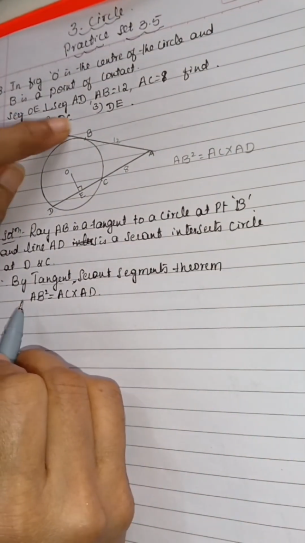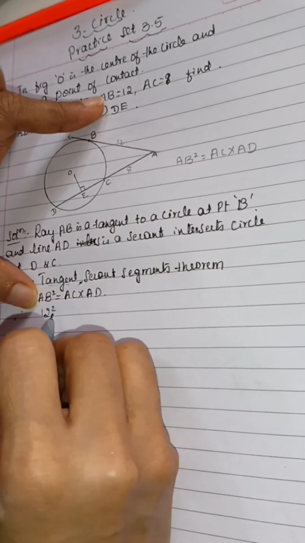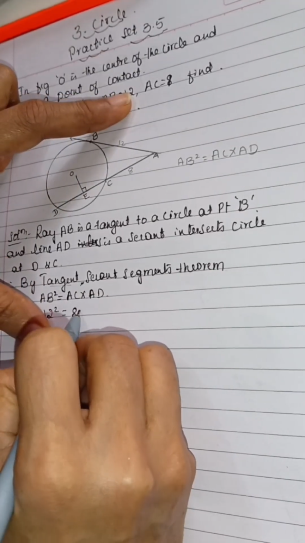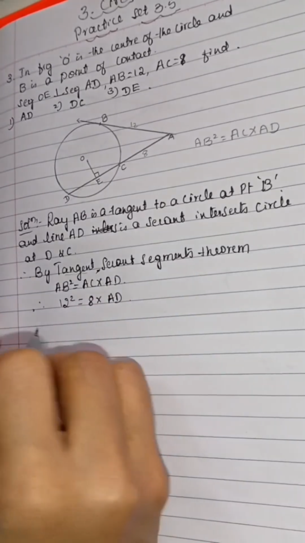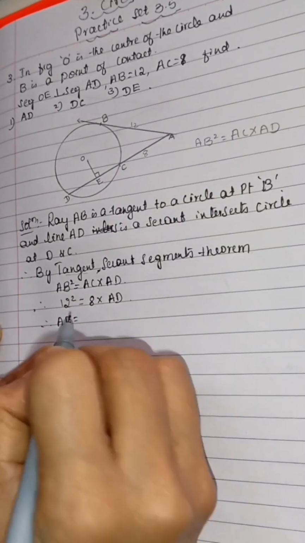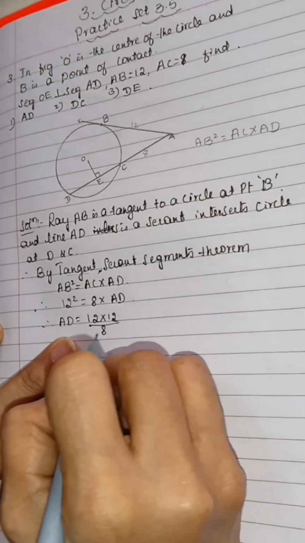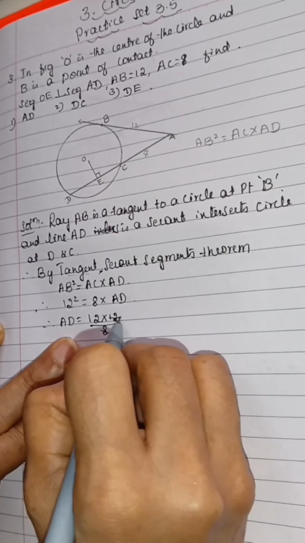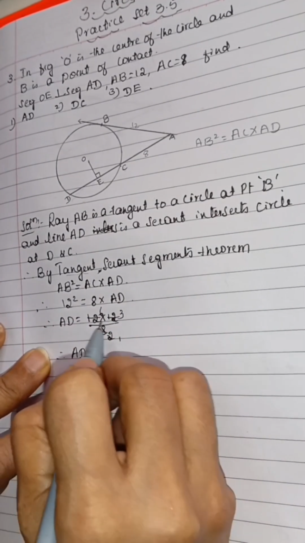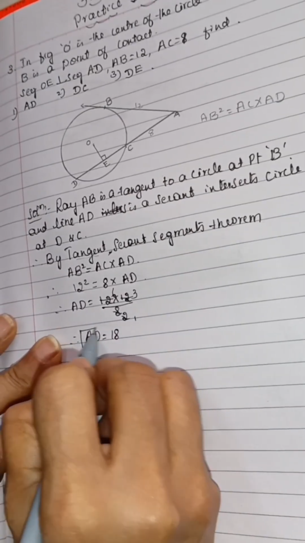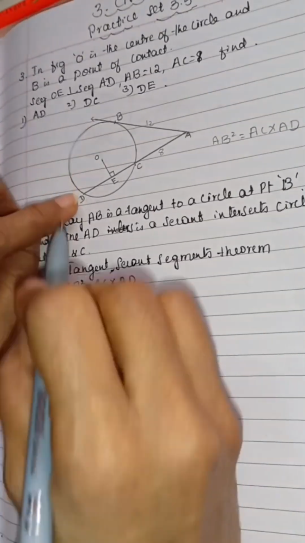Now substitute the values. AB is 12, so 12 square equals AC, which is 8, into AD. AD we have to find out. Therefore AD is 12 into 12 divided by 8. 4 2s are 8, 4 3s are 12, so AD is 6 3s are 18. AD is 18. Now we have to find DC.